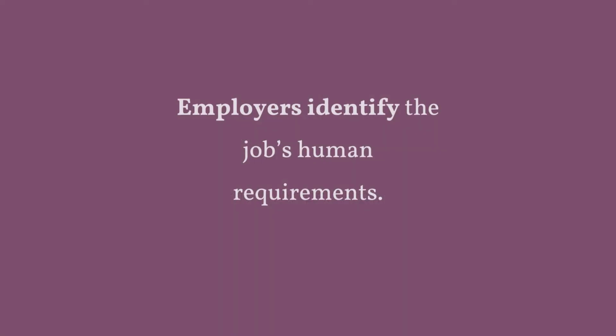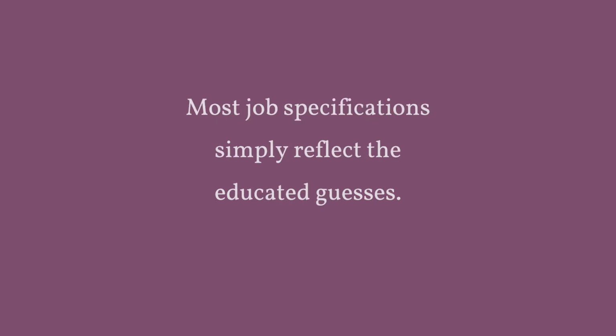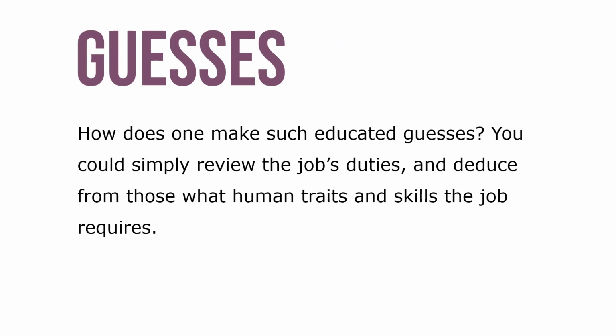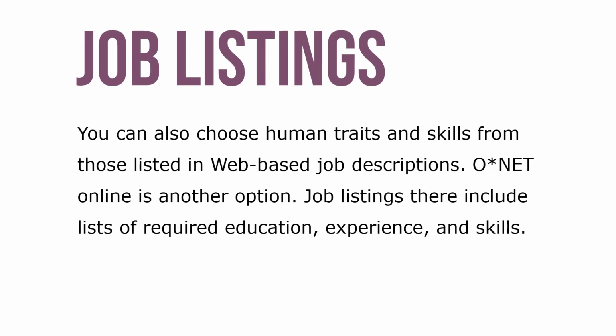Employers identify the job's human requirements. Most job specifications simply reflect educated guesses. The basic procedure here is to ask, what does it take in terms of education, intelligence, training, and the like to do this job well? How does one make such educated guesses? You could simply review the job's duties and deduce from those what human traits and skills the job might require. You can also choose human traits and skills from those listed in web-based job descriptions.